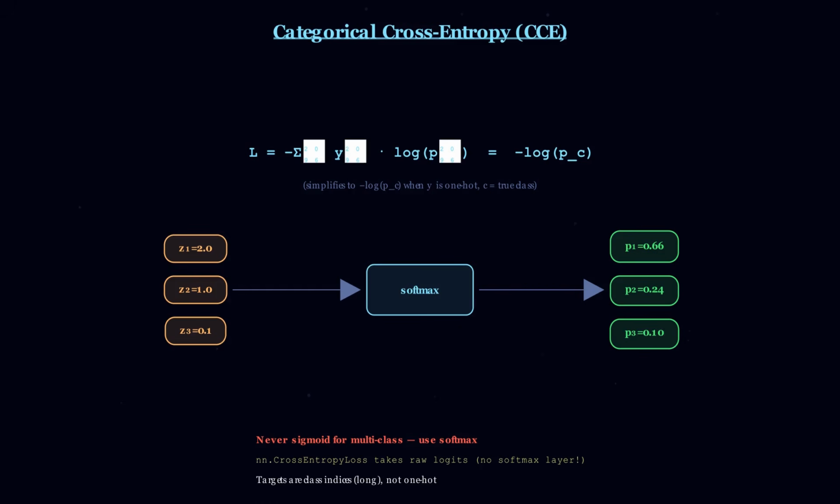In PyTorch, nn.CrossEntropyLoss takes raw logits. It applies log softmax internally and is numerically stable. Do not apply softmax before passing to CrossEntropyLoss. Targets are class indices, not one-hot vectors.